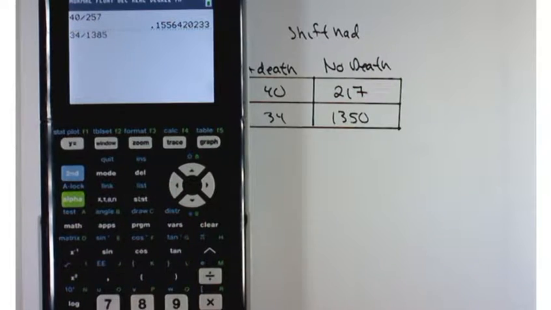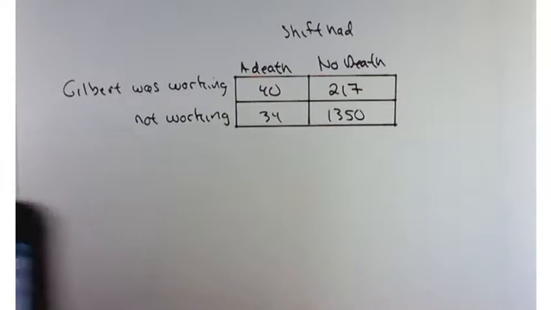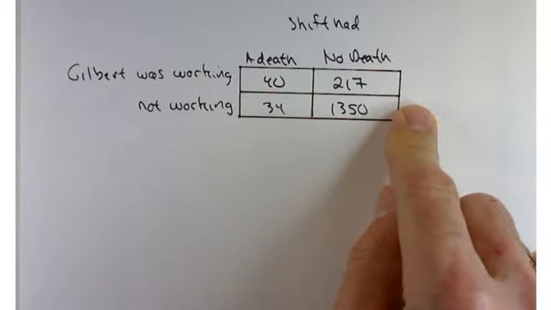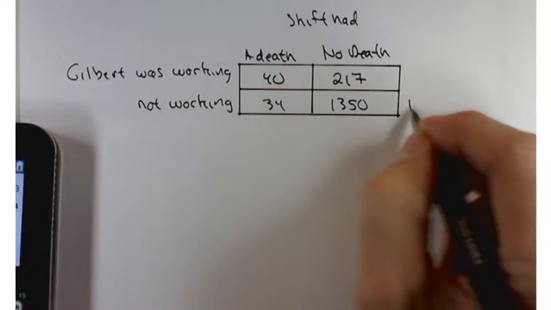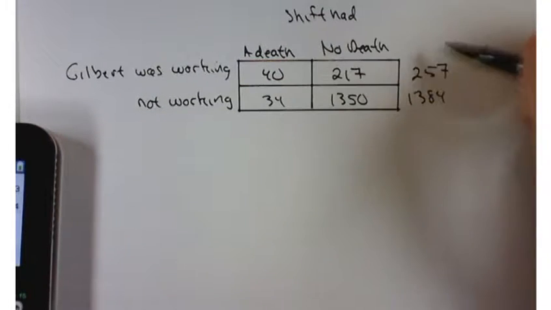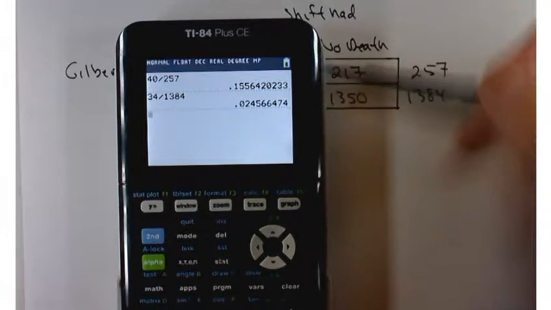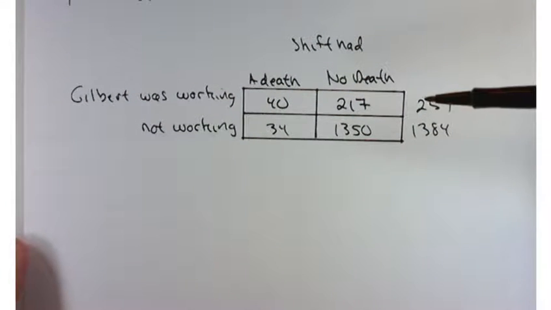Oops, 84. About. I'm adding these two, right? That way you get the total number here, which would be 1,384. And then up here was 257. So about 2% of the time. So, wow, that looks pretty bad, right? I mean, I wouldn't want to be a patient in the hospital while she was working.